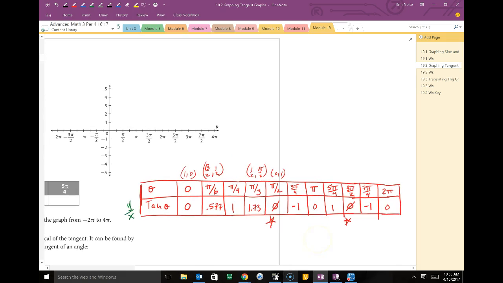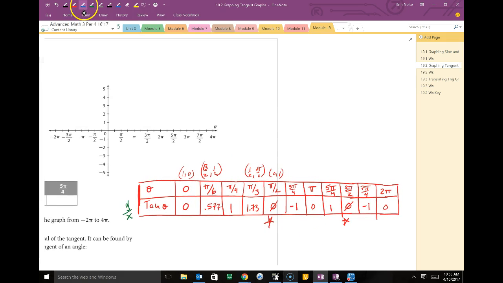All right, so the first point that I'm going to plot, and this is the part you should write down in your notes. Okay, so the first point I'm going to plot is 0, 0. So note to self, the tangent function does cross the origin.